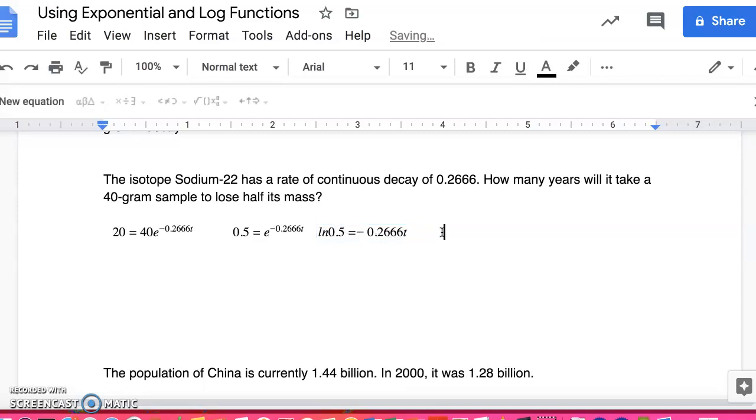Then to solve this, all I have to do is divide by this decimal. So you take the natural log of 0.5 and divide it by this thing. And let me grab a calculator and see what that is. So natural log of 0.5 divided by negative 0.2666 is 2.5999, so about 2.6. And then that's for years, so 2.6 years to lose half its mass.